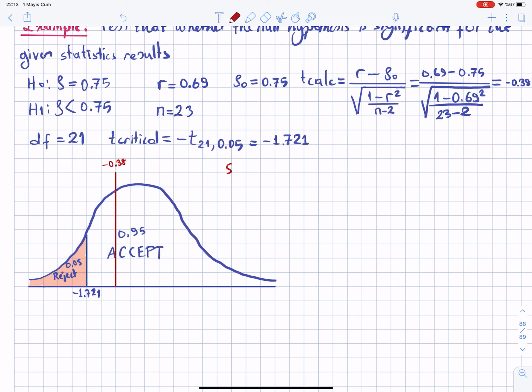Okay, let me write it on the right side, in the space. Since minus 0.38 is not less than minus 1.721, this is not less. Then we do not reject the null hypothesis.